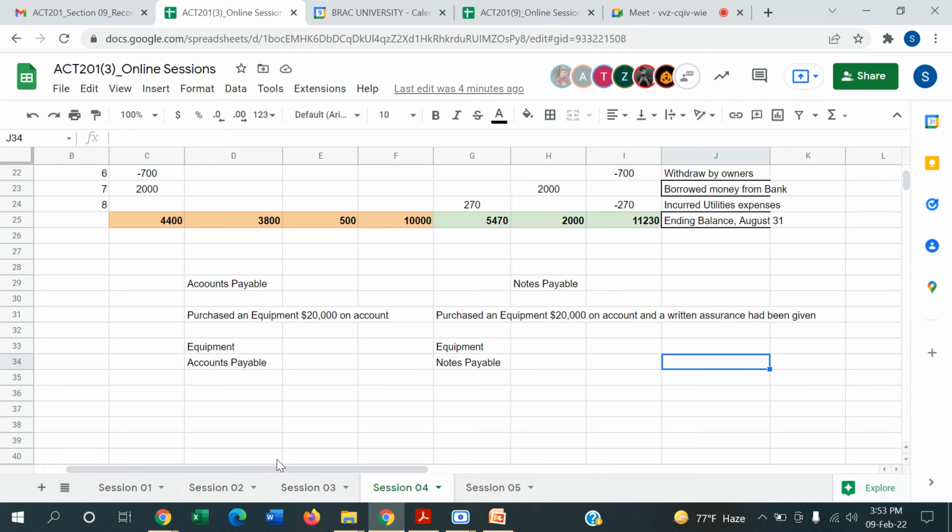Is mortgage the same thing? It's almost the same thing. Mortgage means that you are giving some of your assets as collateral to them, and there is a written guarantee to them that you are going to pay this amount and you will take back that asset after a certain period of time. You can consider it as a written assurance.